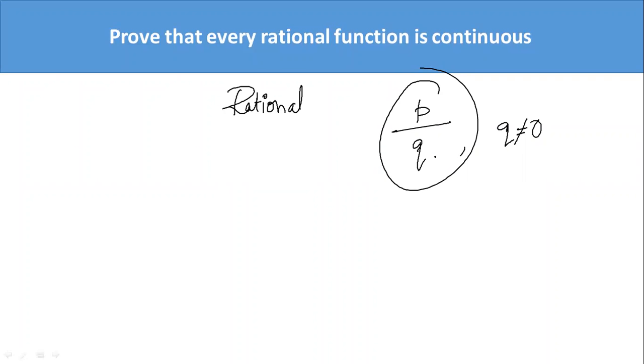Why are we telling this is a rational number? Because it is in the form p by q. If we can write a number in the p by q form, where q is not equal to 0, then we call it a rational number. Now, what is a rational function? Rational function.